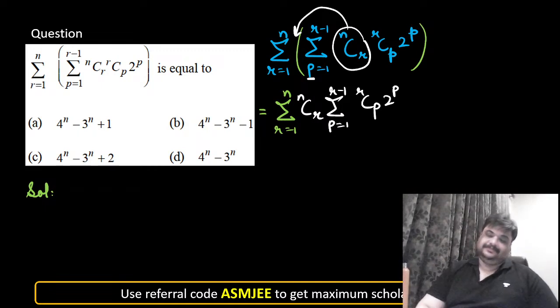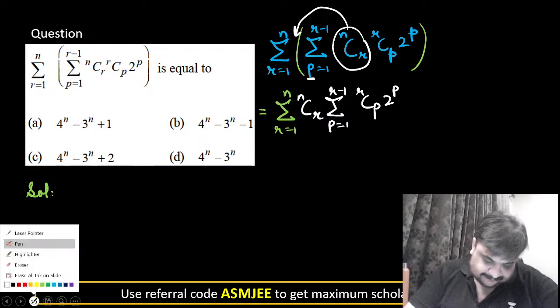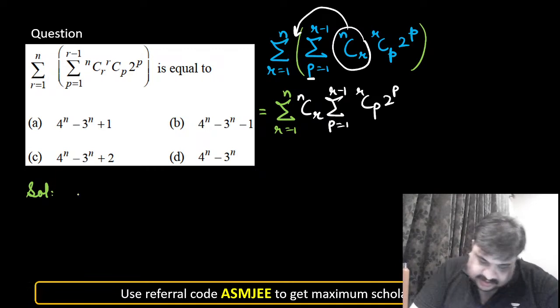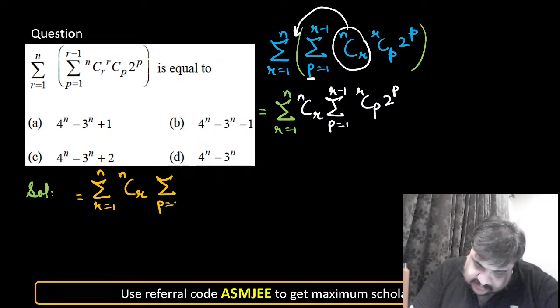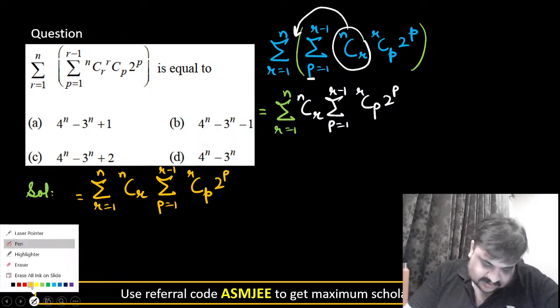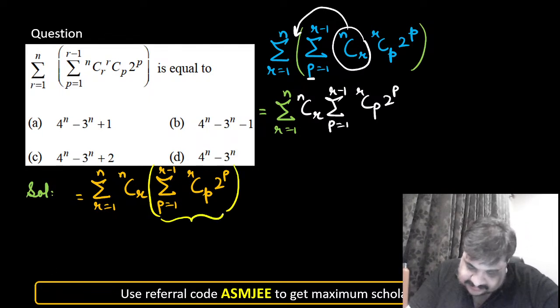See, so it is summation r is equal to 1 to n, nCr, p is equal to 1 to r minus 1, rCp 2 raised per p. Now this is very cool. This is a very nice binomial. See this?